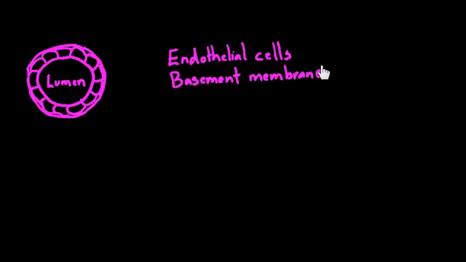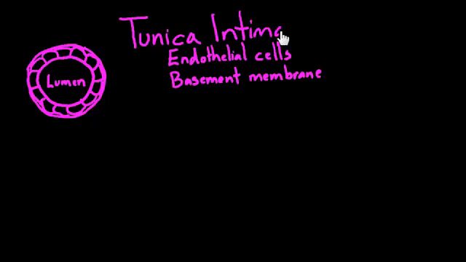And together, the basement membrane and the endothelial cells, they make up a layer called the tunica, I'm writing it nice and big, intima. They make up a layer called the tunica intima, and that's the word we use because tunica comes from the word for coat or cloak, and intima is kind of the intimate layer, the intimate coating of the vessels. So tunica intima.